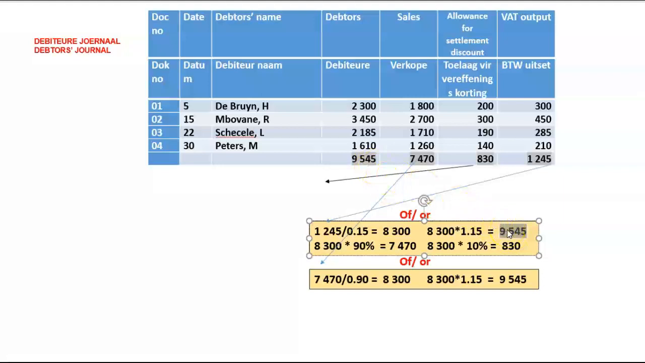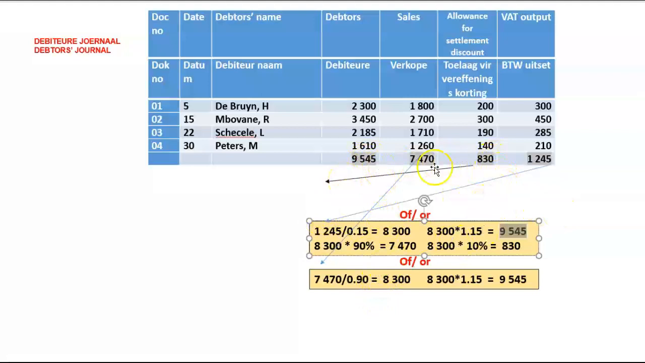Then I can work out my allowance for settlement discount, which I have to deduct from my gross debtors figure for disclosure purposes in the statement of financial position. What will be my allowance for settlement discount? 9545, the invoice figure, take out the VAT, I'm back at 8,300, multiplied by 10%. So my allowance for settlement discount at the end of the month is 830 Rand. So what am I going to disclose? 9545 less 830 Rand will be my net trade debtors as disclosed in my statement of financial position.